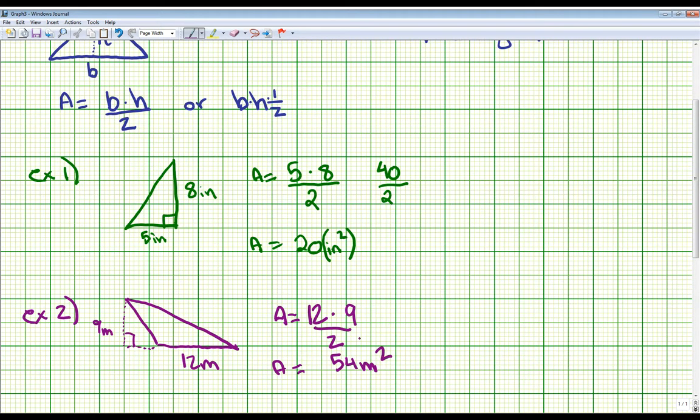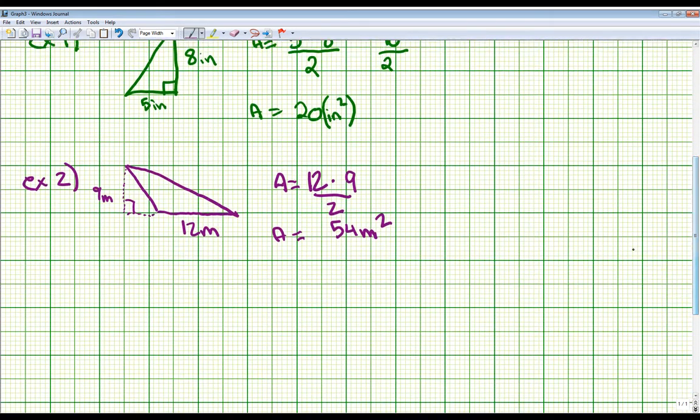If you wanted to break that down and do it one step at a time, 12 times 9 on the top, divided by 2 on the bottom. You could simplify the 12 and the 2 before you did this division, or you can just do 12 times 9 on the side and then cut it in half. And that brings us to the end of example 2. We only have one more example.